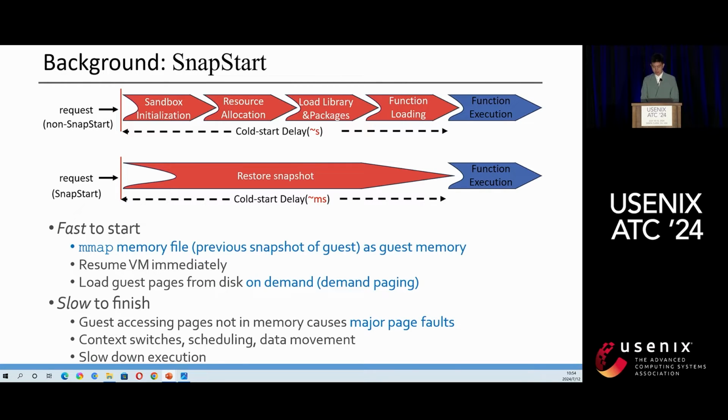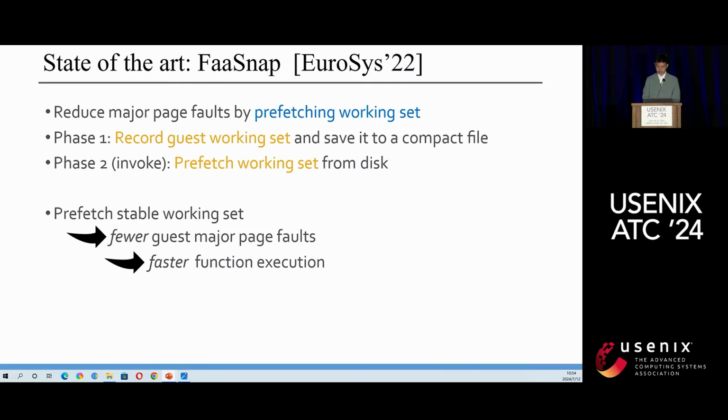Existing SnapStart has pros and cons. The advantage is rapid startup by memory mapping the snapshot file into guest memory. Since the guest memory is loaded on demand, there's no upfront cost during initialization. However, the downside is slow execution due to frequent major page faults. When the guest accesses non-resident pages, this triggers context switch, scheduling, and data movement overhead, leading to significant execution slowdowns.